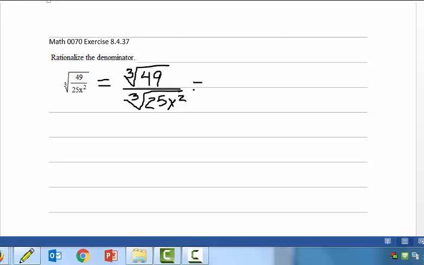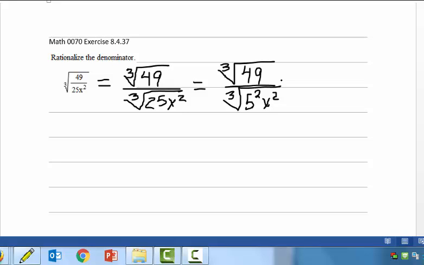And what we're going to do with the denominator is we're going to rewrite that as an exponential. 25 is a perfect square, so we're going to write it as 5 squared. And then x squared is already there.